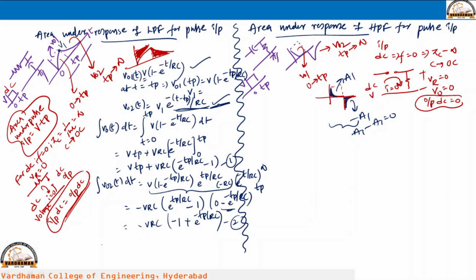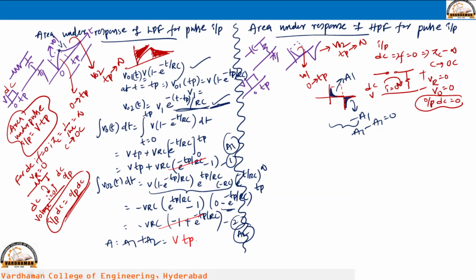So if you add these two, the total area you will get. A is equal to, equation 1 is representing area 1, equation 2 is representing area 2. So A1 plus A2 is equal to, see here, minus 1 plus e power minus Tp by RC. Whatever the second term is there in area 1, that is exactly opposite to equation 2. So this portion, I will change the color, this portion will be cancelled. So you will get simply V Tp. What is V Tp?